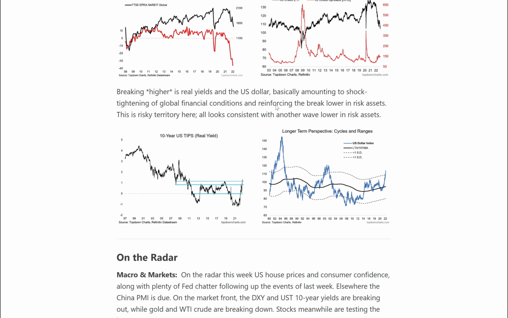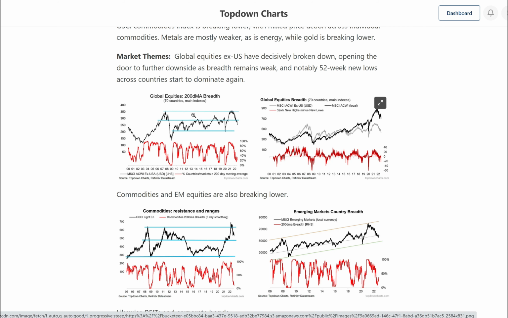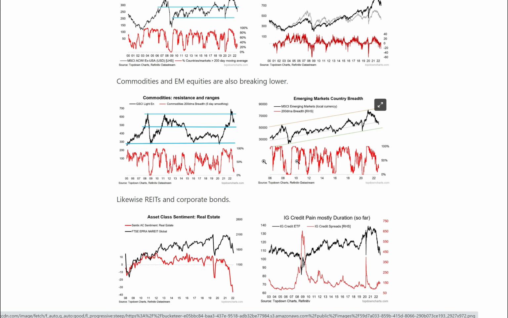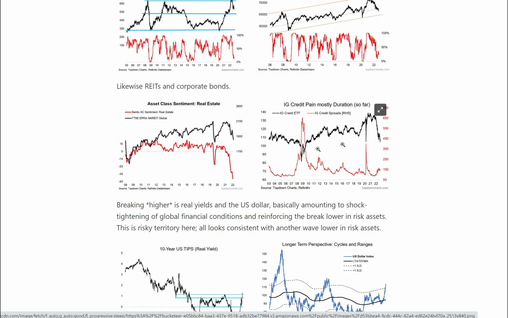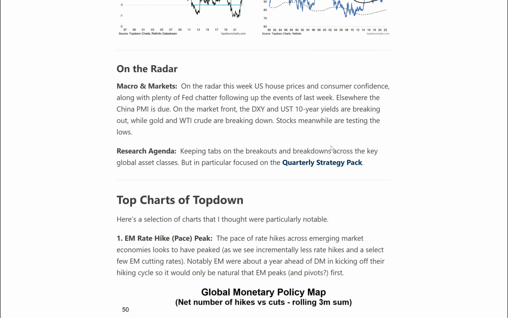I think, yeah, the key point of this theme was that kind of all the wrong things were breaking down: equities, commodities, real estate, credit, whereas all the wrong things were breaking out. Real yields, US dollar. So that can be quite important, particularly as things are developing in the markets. And definitely, this would have been fascinating in March 2020, for instance.